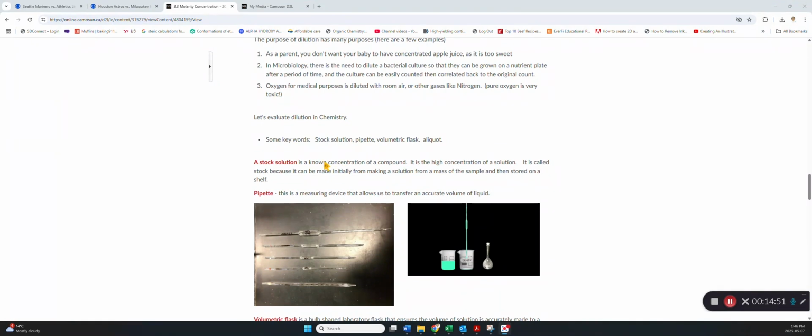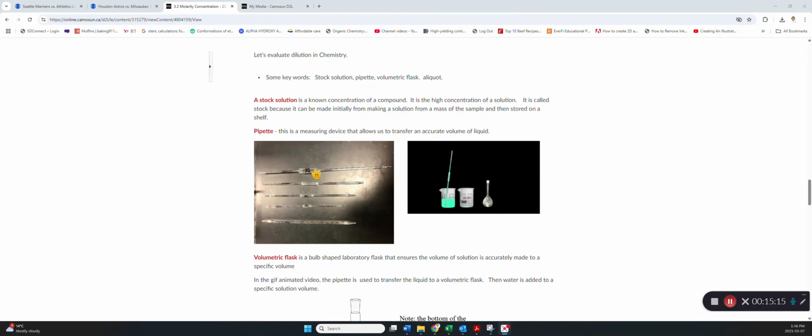Here are some keywords: stock solution, pipette, volumetric flask, and aliquot, that you'll see in common laboratory techniques. A stock solution is one that is a known concentration, the highest concentration of a solution, and it's called stock because we could have it stored on a shelf. So pipettes, here are the pipettes. There are different sizes of pipettes. They could be 25 mil pipettes, a 10 mil pipette, or 5 mil, or even a 2 mil pipette.